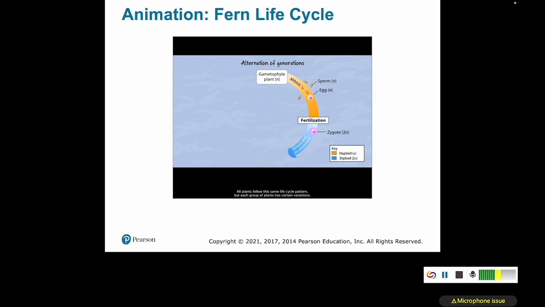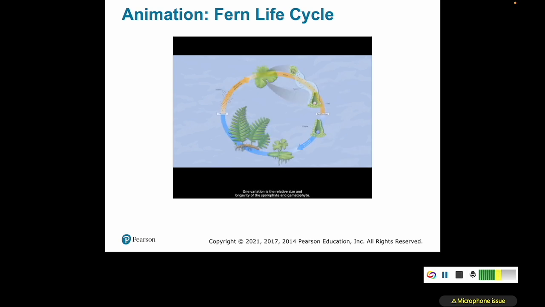All plants follow this same life cycle pattern, but each group of plants has certain variations. One variation is the relative size and longevity of the sporophyte and gametophyte. Notice that the fern sporophyte is much larger and longer lived than the gametophyte, which is about the size of the nail on your little finger. Another variation is whether the sporophyte and gametophyte live independently of each other. This is the case in ferns.